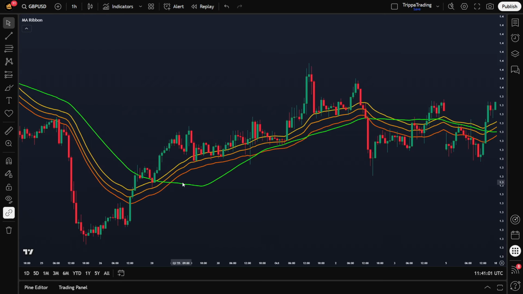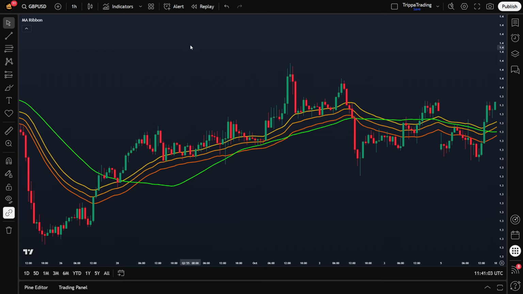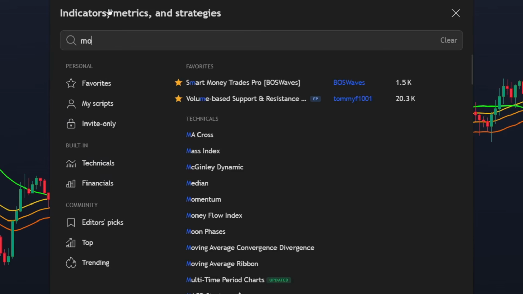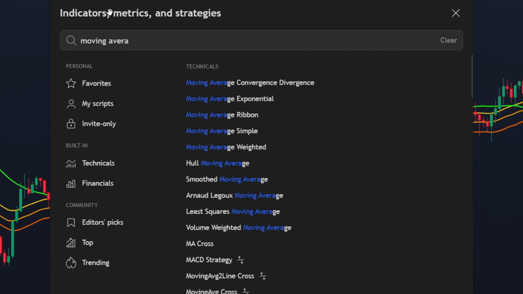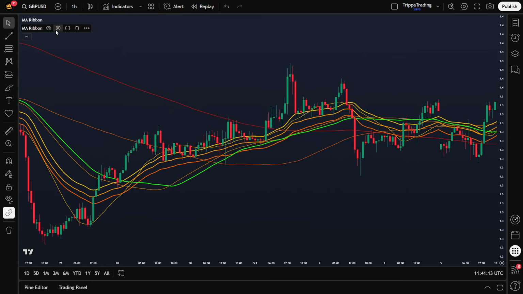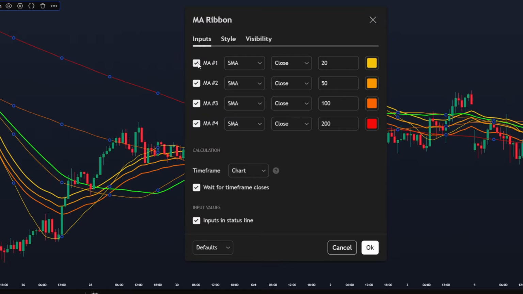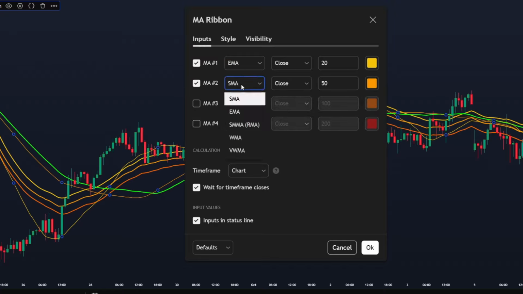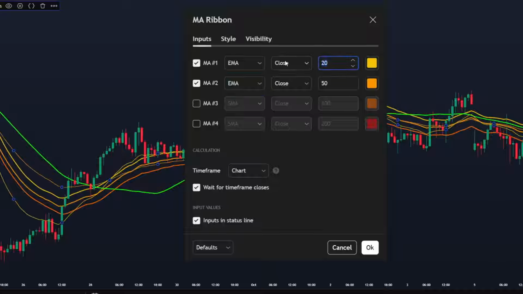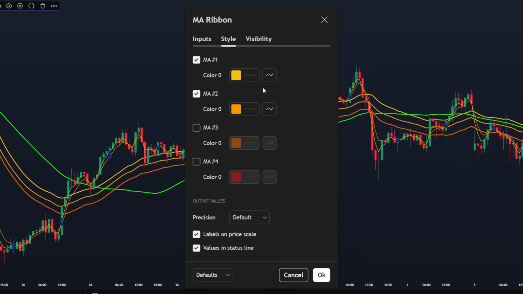Now we have 4 moving averages, but we need 2 more. So once again, go to the Indicators tab, search for Moving Average Ribbon again, and add another one. After that, open its settings also. First of all, remove 2 of the lines because we only need 2 EMAs from this one. Change both to exponential moving averages. Set the first EMA length to 3 and the second EMA length to 5. That is it. We will use these moving averages for another purpose I will share later in the video.